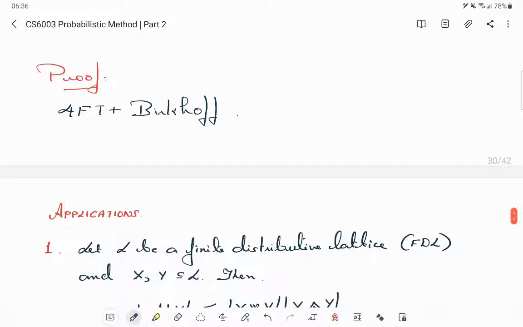First, let's see a couple of easy, quick applications of this theorem. Let L be any finite distributive lattice.